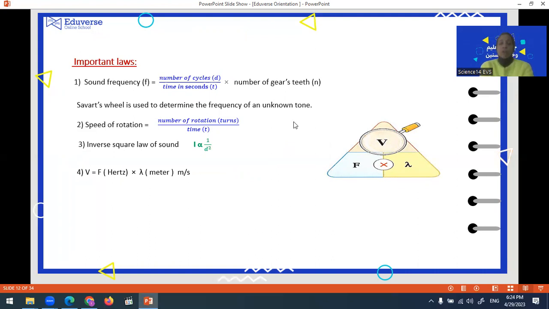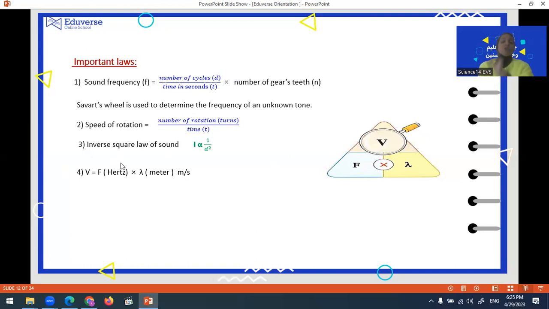Important laws. In this part we have important laws too. First, we talked about the sound frequency, which is the main factor of the sound pitch. And we have here Savart's law, which is the number of rotations times the number of wheel teeth over time in seconds. Savart's wheel is used to determine the frequency of an unknown tone. What about the speed of rotation? Speed of rotation is the distance over time, but here we can use the number of rotation turns over the time.